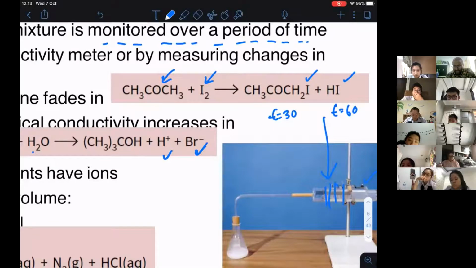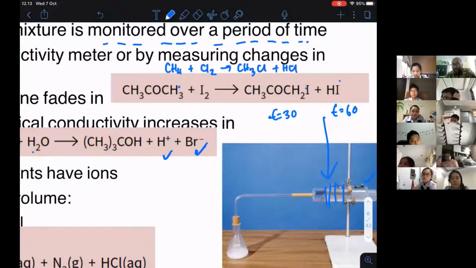Victoria, what do you think the mechanism of the reaction taking place here is? What type of reaction is taking place? Use your AS knowledge. One of the H is replaced by I, and then there's HI. Don't you think it's similar to this? Is it addition? No. This is free radical substitution.